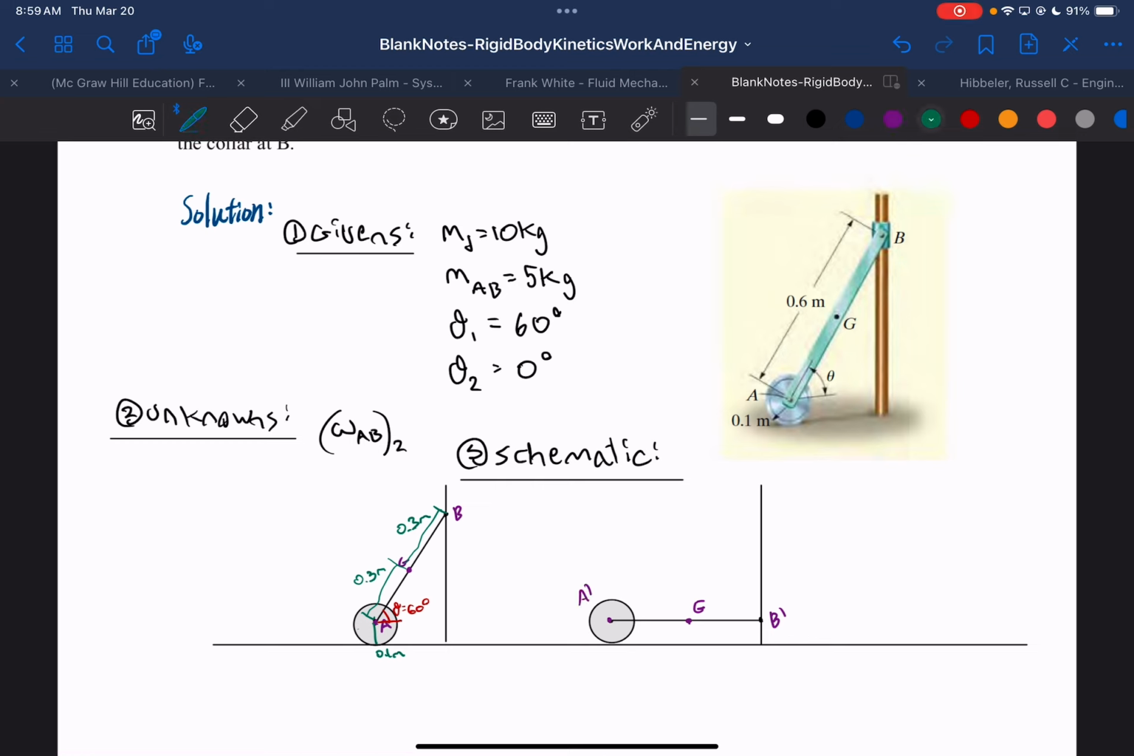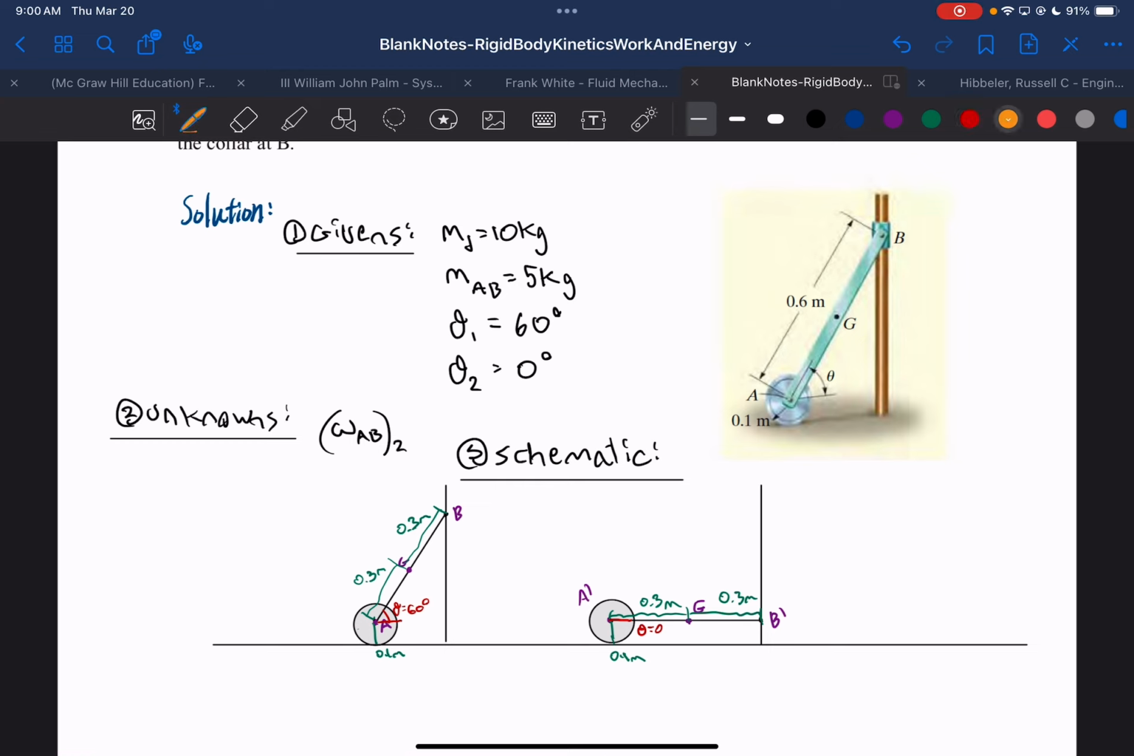This distance is still 0.1 meters. This distance is still 0.3 meters. And this distance right here is still 0.3 meters. Do we agree? And theta is equal to 0. Do we agree with the schematic? Does it make sense? Are we missing anything? I might have missed something. Are we missing anything? Okay, good stuff.